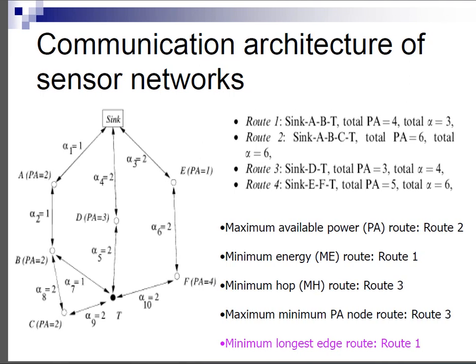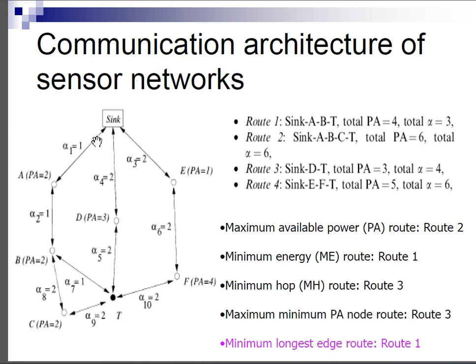So let's look at the communication architecture of the sensor network. For example, we have a sink here, node A, then node B, then node C, and we have D, E, F, and T. Something is happening in T. We want to see the paths between the sink and T. Route 1 is from sink to A to B to T. This is one route.